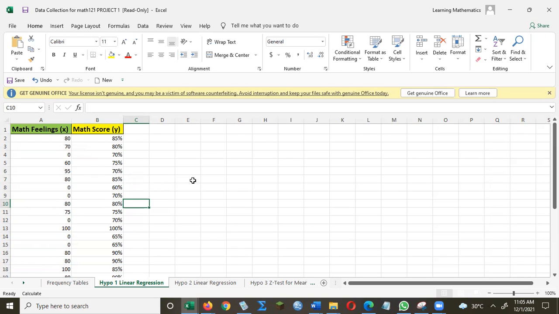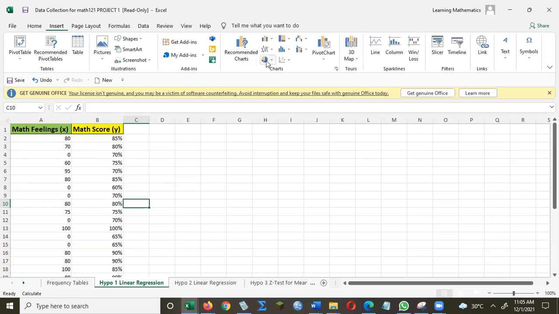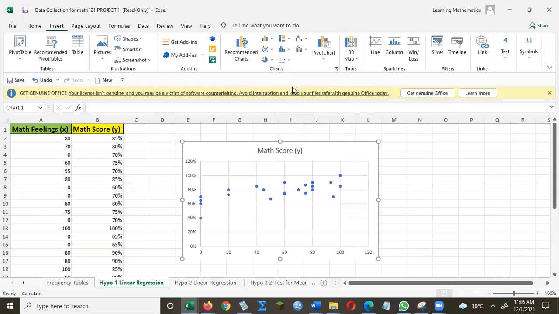So coming back to the scatter plot, what you are expected to do is go to Insert, go to Charts, and insert Scatter XY. X is for the independent variable, right?